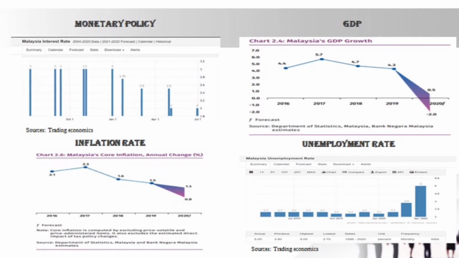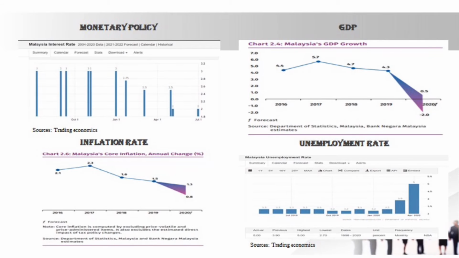Next, according to the graph shown, the first graph explains the monetary policy. The graph shows 3% of the overnight policy rate by Bank Negara Malaysia. However, on 3rd March 2020, BNM reduced the overnight policy rate by 25 basis points from 2.75 to 2.50%. The second graph shows the projected GDP of Malaysia in 2020. From there, the COVID-19 health crisis is expected to weigh significantly on the year 2020. Economic experts have anticipated that the GDP of Malaysia in 2020 will drop to negative 2.0.